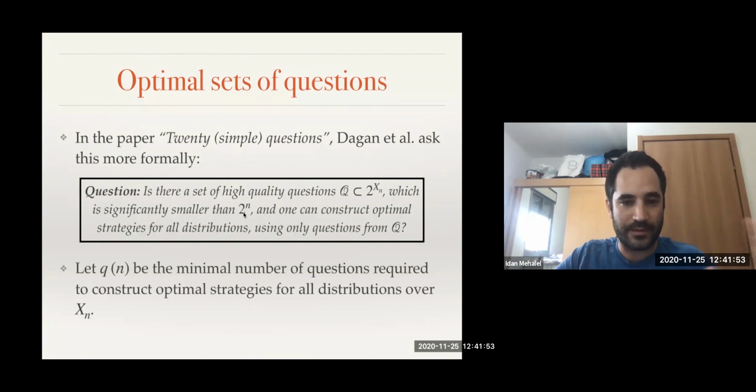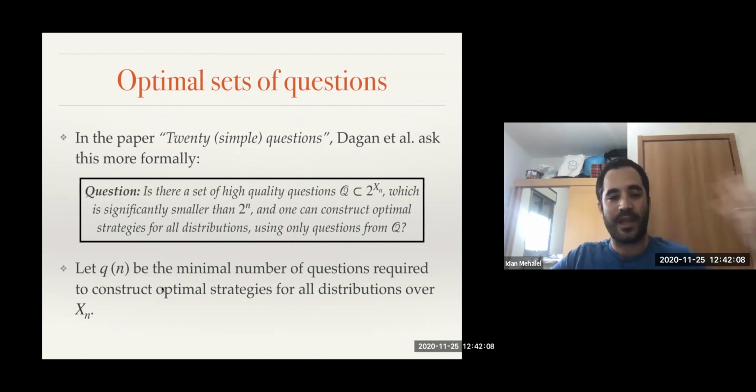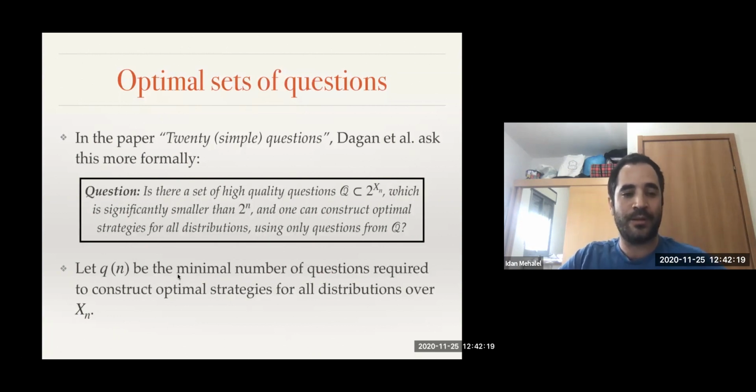To deal with this question, it is easy to denote Q of n to be the minimal number of questions required to construct optimal strategies for all distributions over Xn. We said that a Huffman code may use any arbitrary question, and its success is guaranteed to always be able to construct an optimal strategy for any distribution. But the question is whether this minimal number of questions required to always construct an optimal strategy for any distribution is maybe smaller.